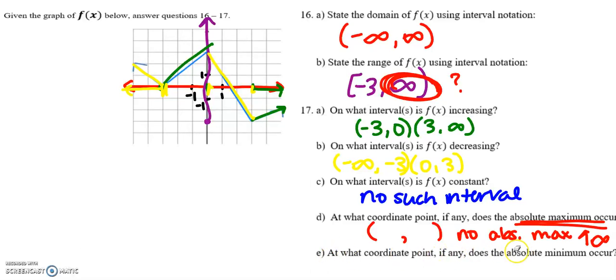At what coordinate point, if any, does the absolute minimum occur? Well, the minimum coordinate point, that would be talking about the lowest value. So our lowest value, we said, was negative 3, and that happened when x was equal to 3.